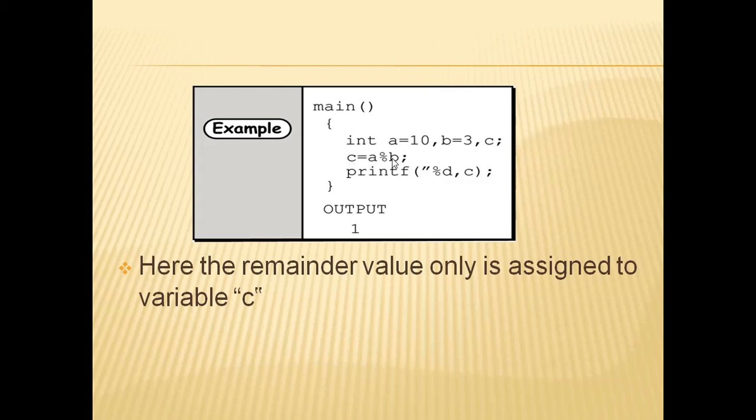C holds the remainder value. Whatever operation we performed on 10 upon 3, the remainder value is assigned to C, and that C value is printed here on the output screen. Whenever we perform 10 upon 3, we get the remainder as 1. That remainder value is what we call the modulo result. This A mod B, A modulus B result is the remainder value, and that value is assigned to C.